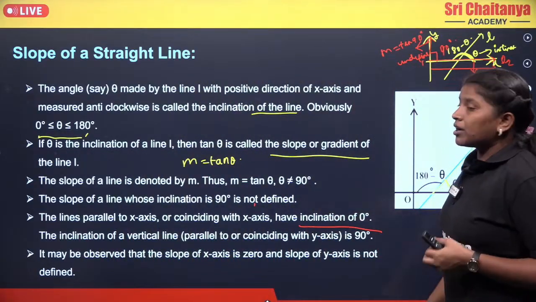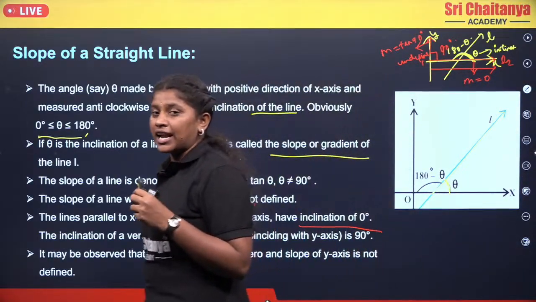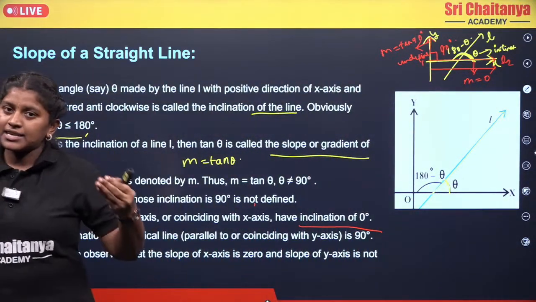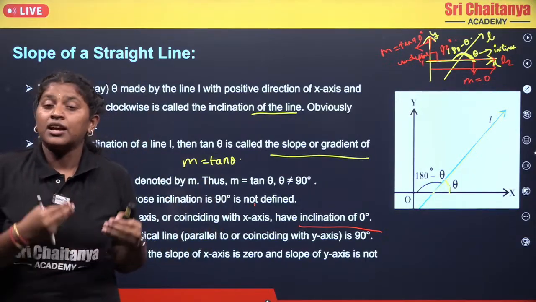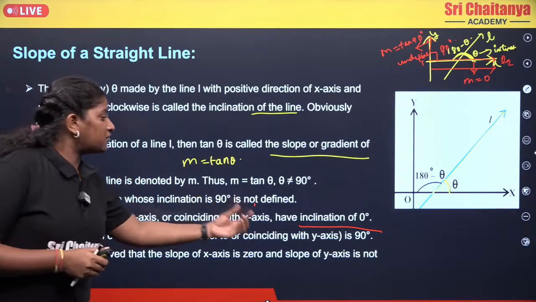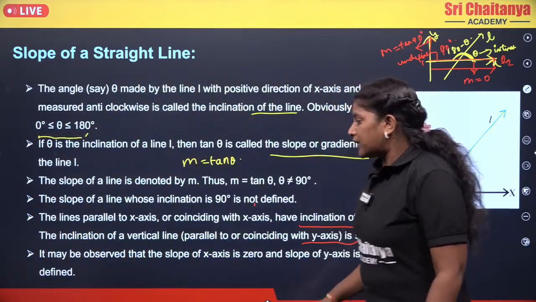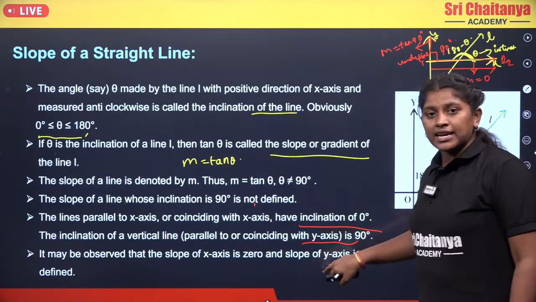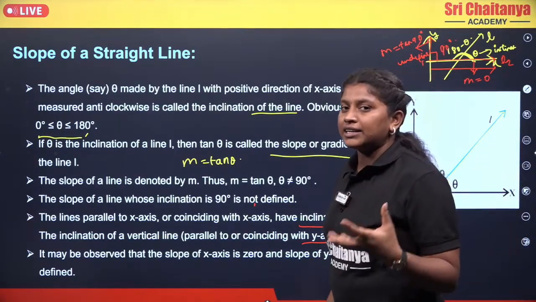Now with respect to the y-axis, if we have a line which is the y-axis, parallel to the y-axis, or coinciding with the y-axis, in these three conditions we will have an inclination of 90 degrees. So we can say that the slope of the x-axis will become 0, and the slope of the y-axis will become undefined.